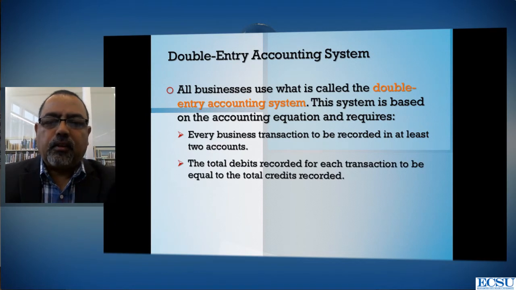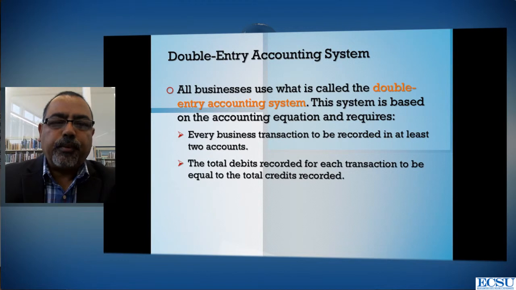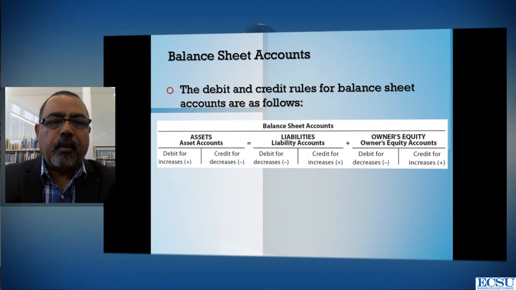The total debits recorded for each transaction are to be equal to the credits. So that's how we check the arithmetical accuracy of our accounting. If the total debits equal total credits, that means we have done fairly well. But of course, it ignores the errors of principle that you have made. However, it will be able to find out what kind of errors you made arithmetically.